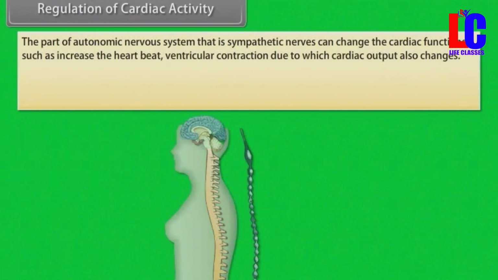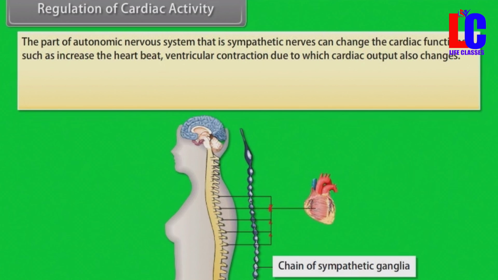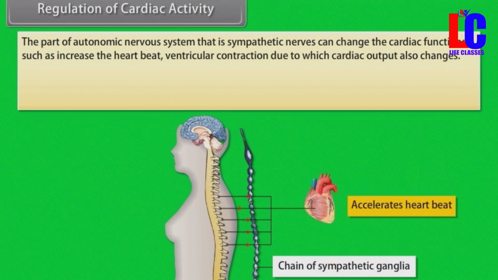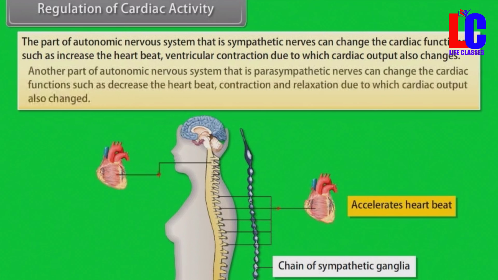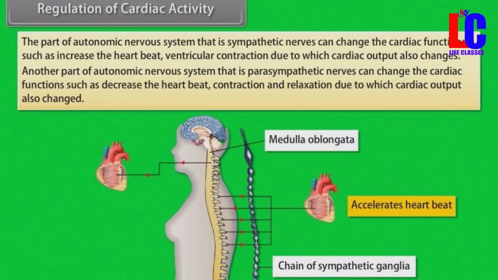The part of the autonomic nervous system that is the sympathetic nerves can change the cardiac functions, such as increasing the heartbeat and ventricular contraction, due to which cardiac output also changes. Another part of the autonomic nervous system, the parasympathetic nerves, can change the cardiac functions, such as decreasing the heartbeat, contraction and relaxation, due to which cardiac output also changes.